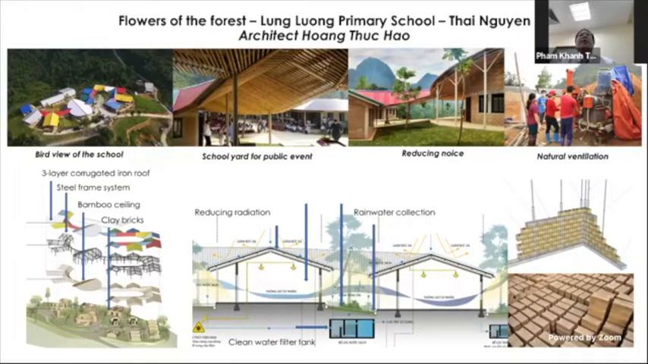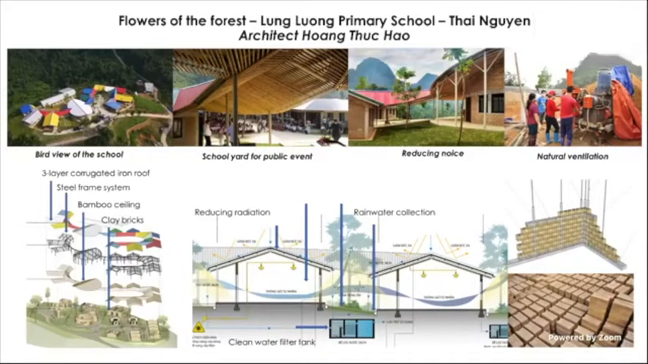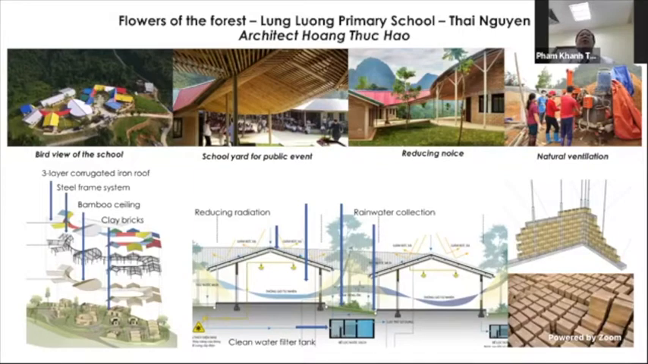I would like to present three buildings designed by architect Hoàng Thúc Hào in Vietnam. The first is the Lũng Luông Primary School in Thái Nguyên province, with the nickname the flowers of the forest. You can really recognize this building complex, very colorful in the vast green mountainous area in the north of Vietnam.